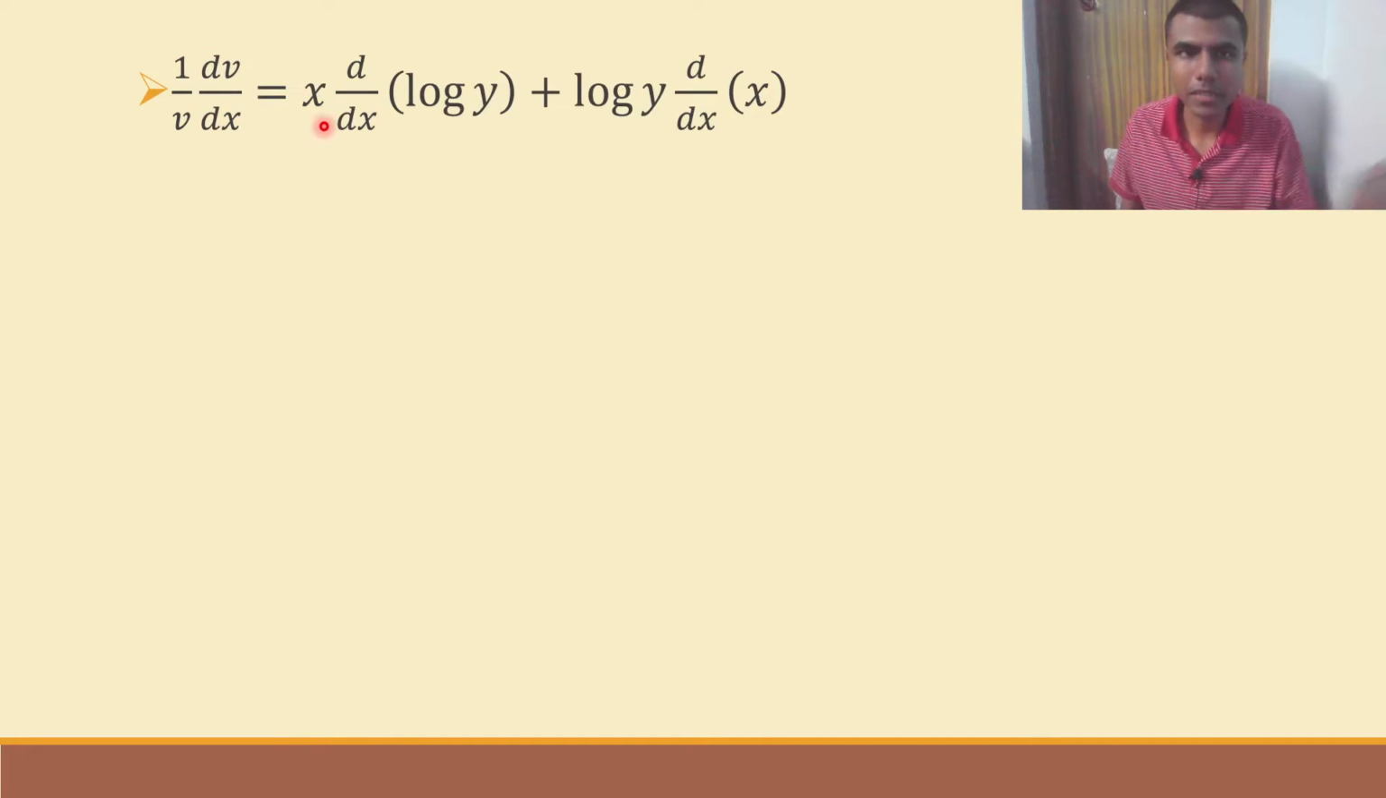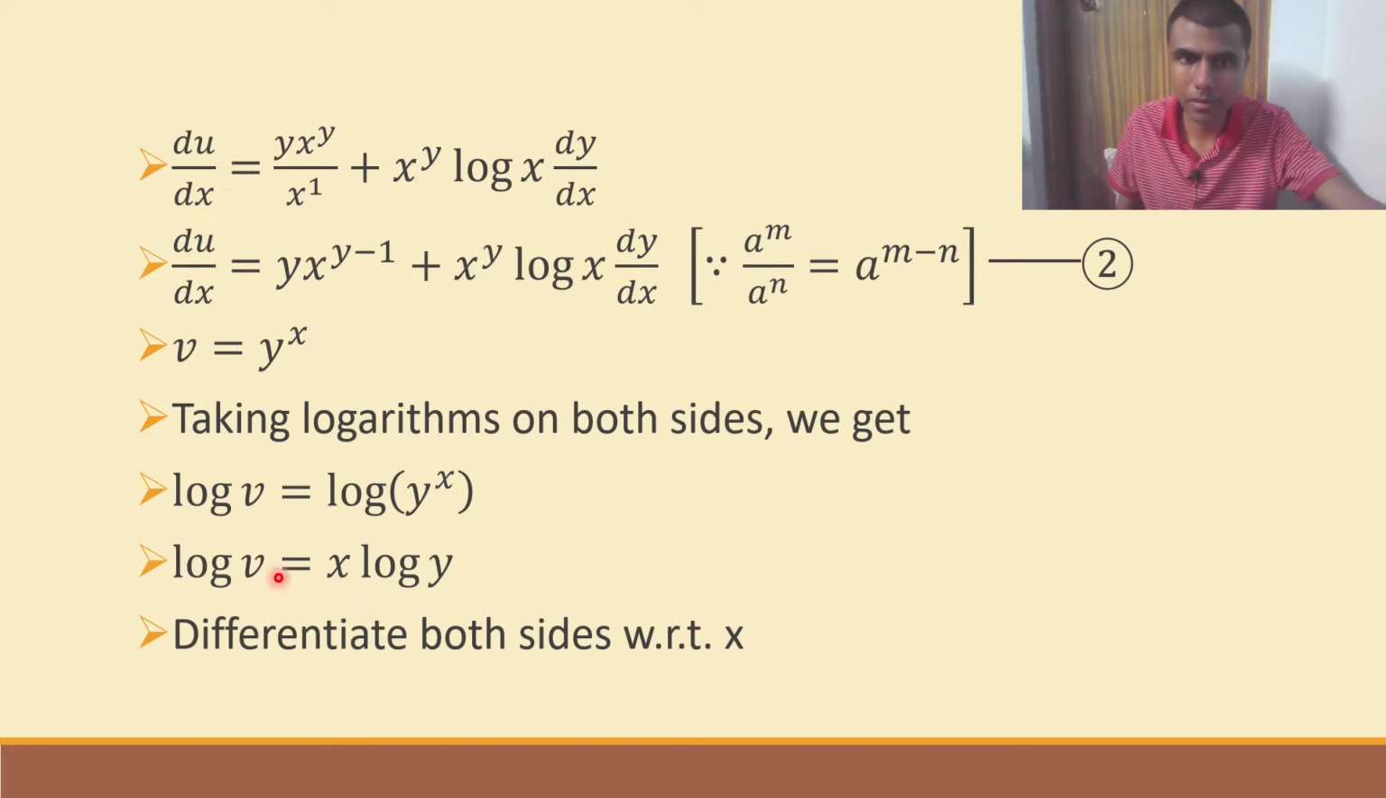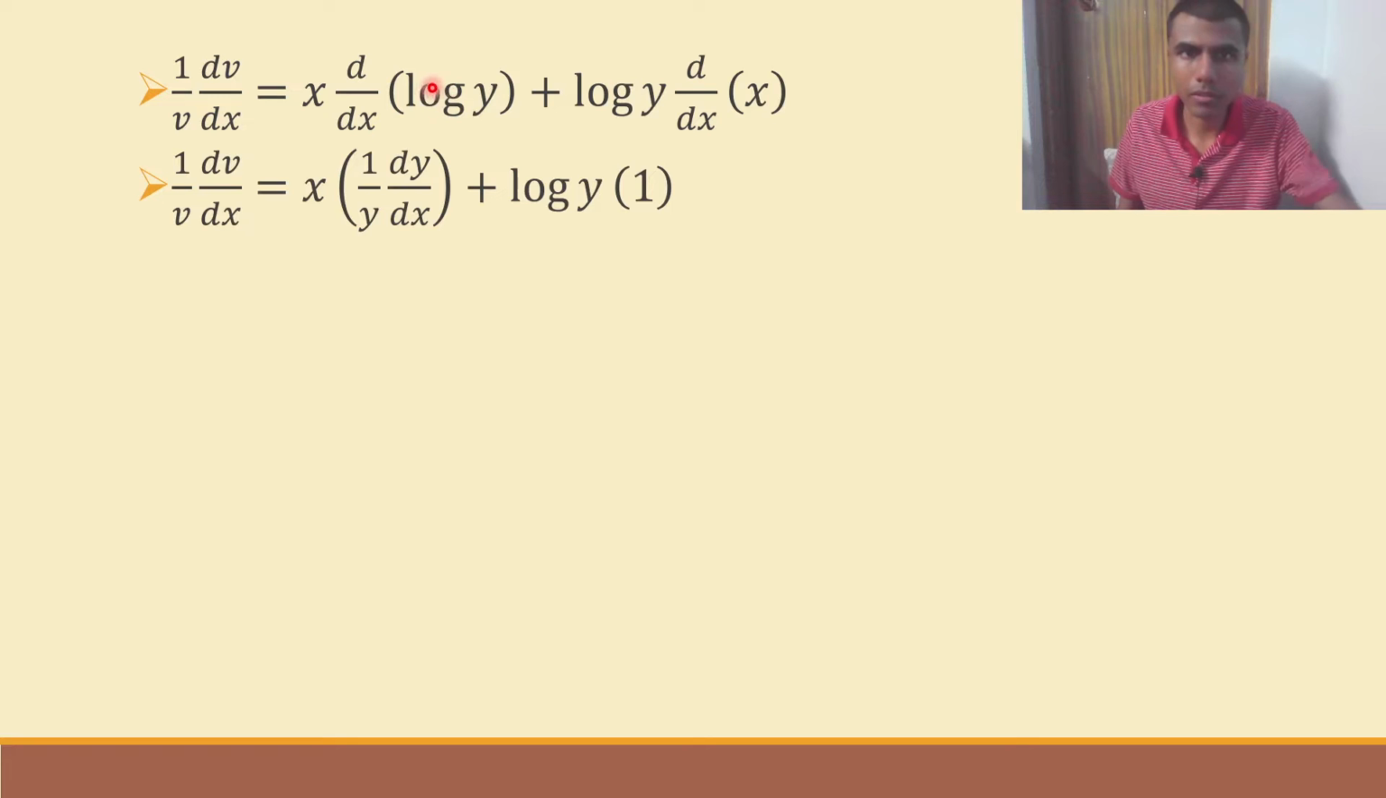So 1 by v dv by dx is nothing but x into derivative of log y plus log y into derivative of x. Because again, a quick explanation: derivative of log v is nothing but 1 by v dv by dx. I gave you the explanation in the case of u. And so here again, uv rule, uv dash plus vu dash, x into derivative of log y plus log y into derivative of x.